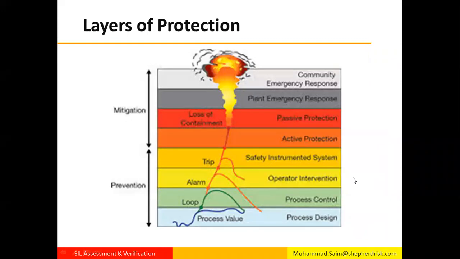This is the typical layer of protection hierarchy that we consider in our designs, starting from process design, process controls, alarms and operator interventions, and safety instrumented systems. Then there are mitigation layers such as active protection, passive protection, and emergency response plans. Our subject, SIL assessment and verification, is related to safety instrumented systems, so we are going to talk only about safety instrumented systems in this webinar.